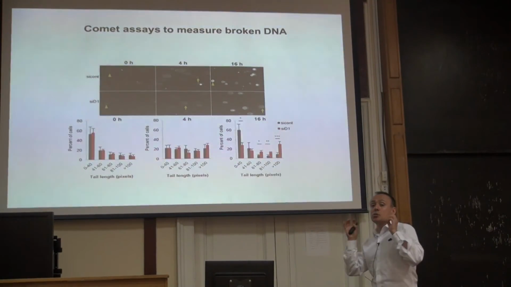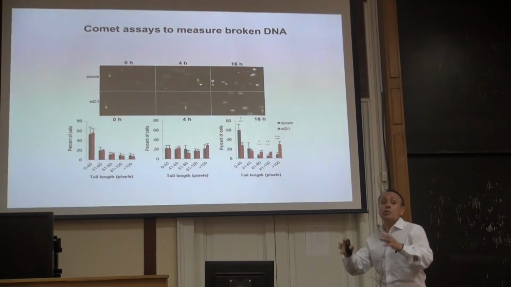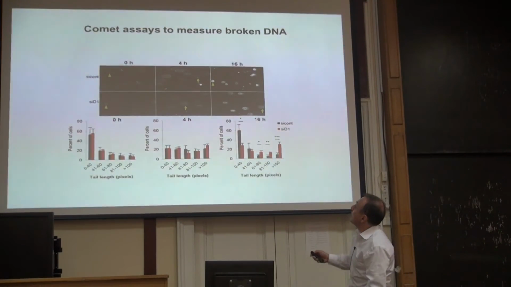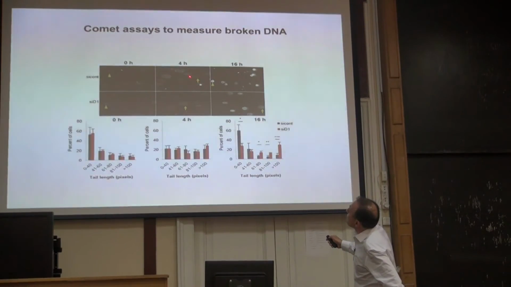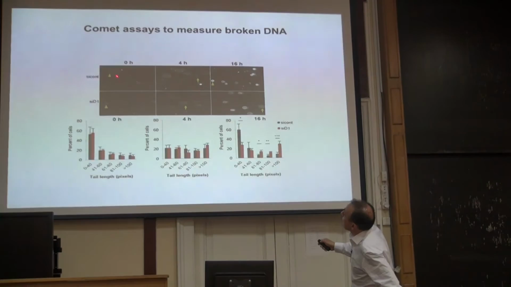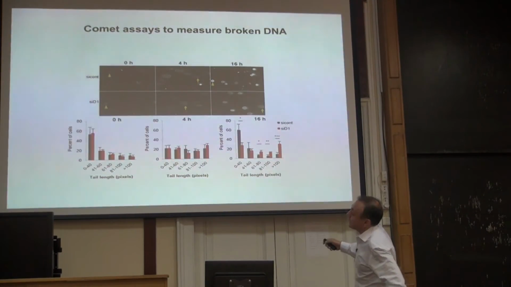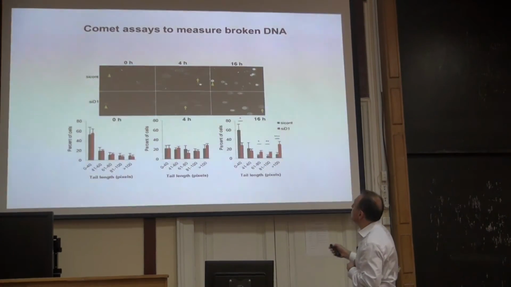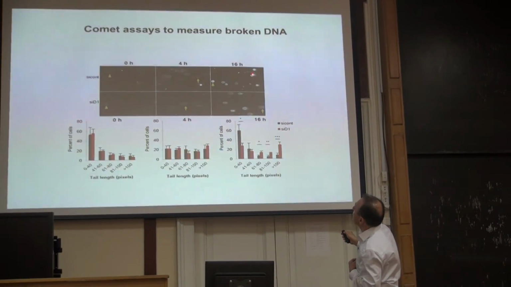In this assay, you irradiate the cells, and then at different time points, you put them into the electric field, and then you resolve them. If the cell has broken DNA, it has a tail. At time 0, before irradiation, there is no tail. When you irradiate cells, then there is a tail. This is the broken DNA leaching from the nucleus. Once it's repaired, the tail is gone. If the cell has no repaired DNA, the tail is there.